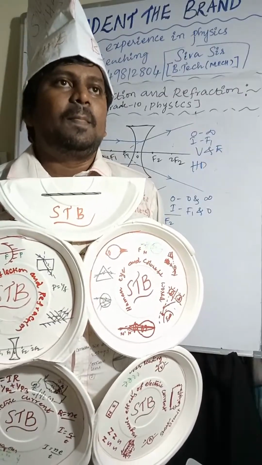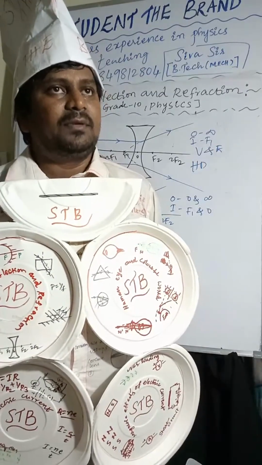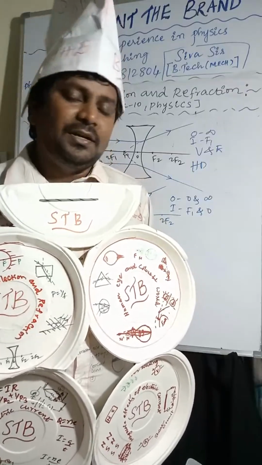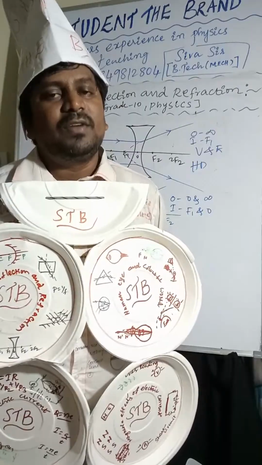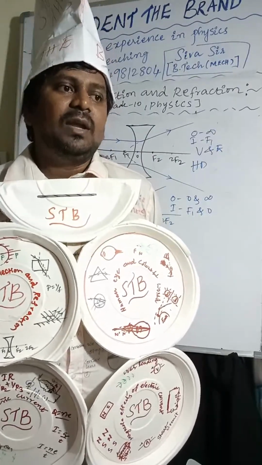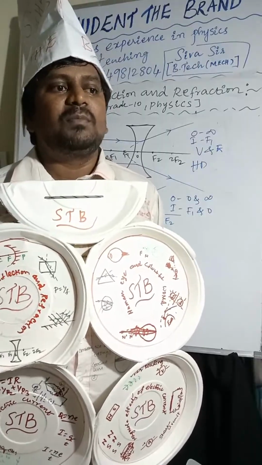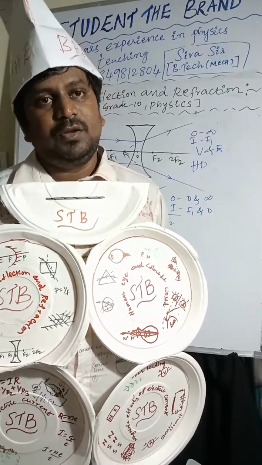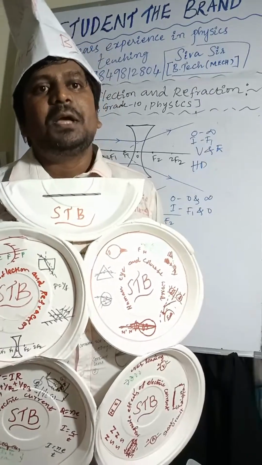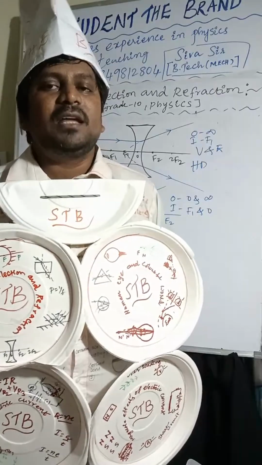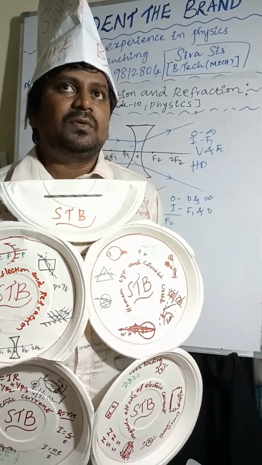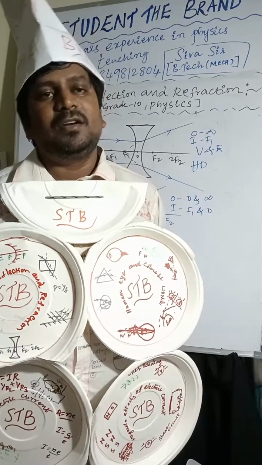The SI unit of power of lens is the diopter. Power of lens is positive for a convex lens and negative for a concave lens. The lens formula is 1 by f equals 1 by v minus 1 by u. Magnification equals height of the image by height of the object.